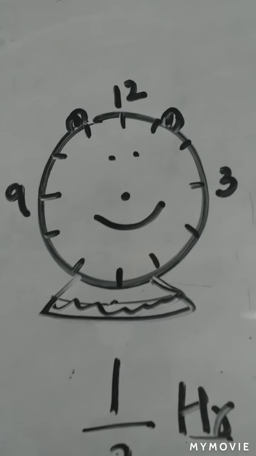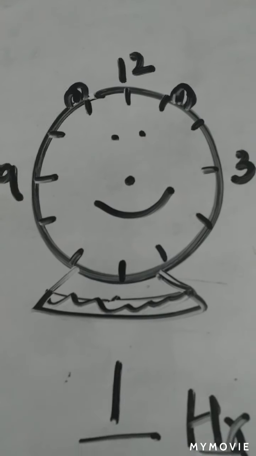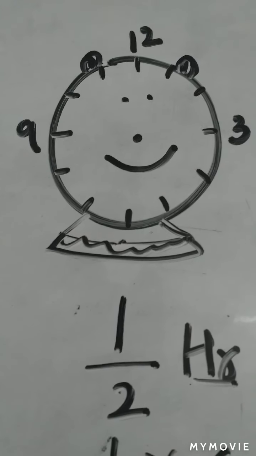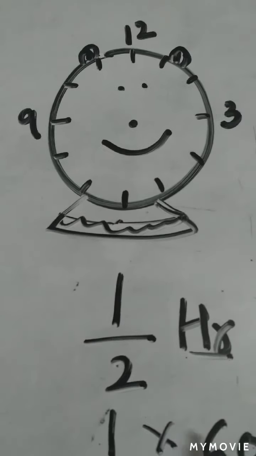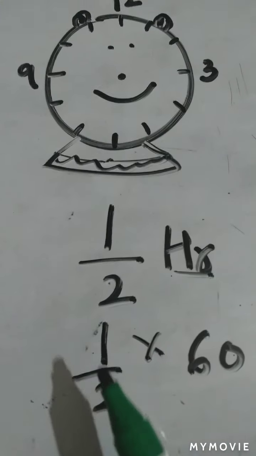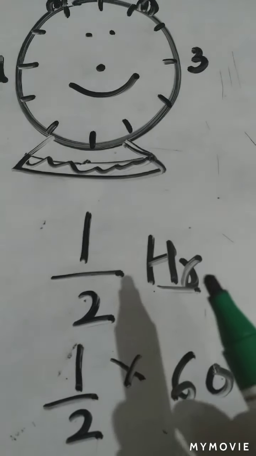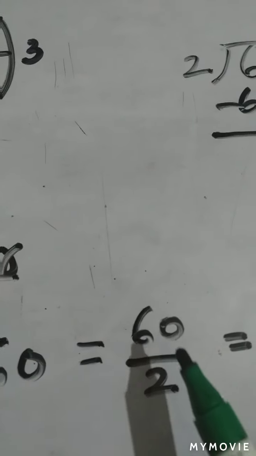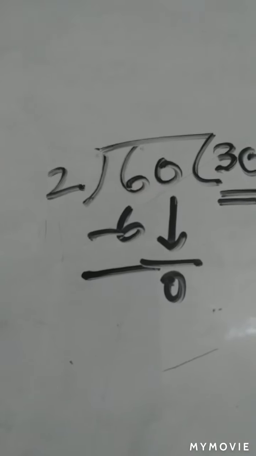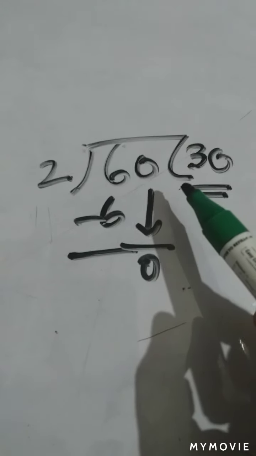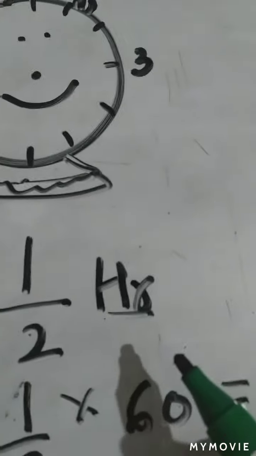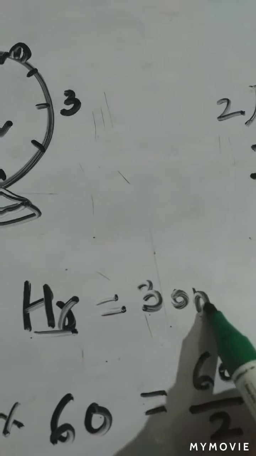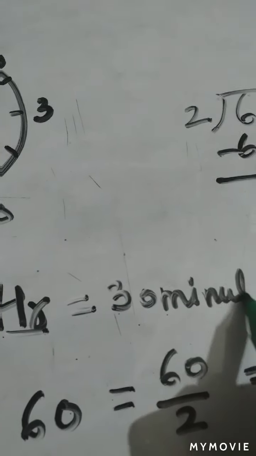now we will understand what is half an hour, or how many minutes make half an hour. So half of an hour means 1 by 2 multiplied by 60, because 1 hour is equal to 60 minutes, and it means 60 divided by 2. When we divide 60 by 2, we get 30 minutes. So half hour means 30 minutes. So I hope it is clear.